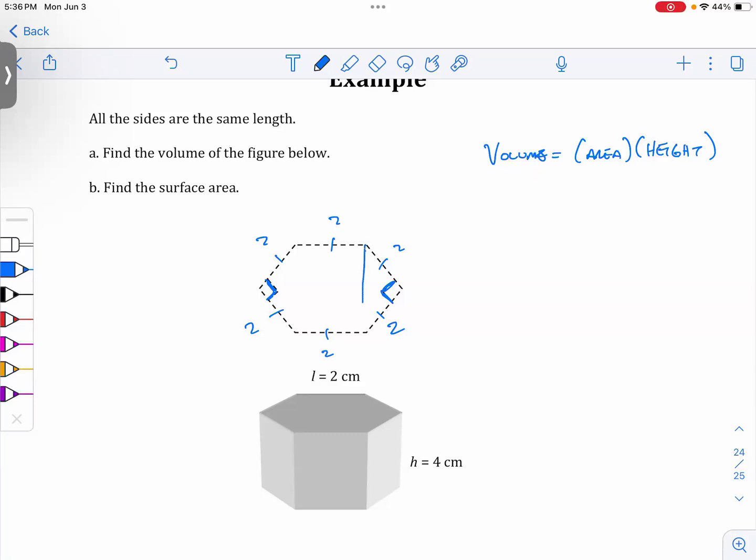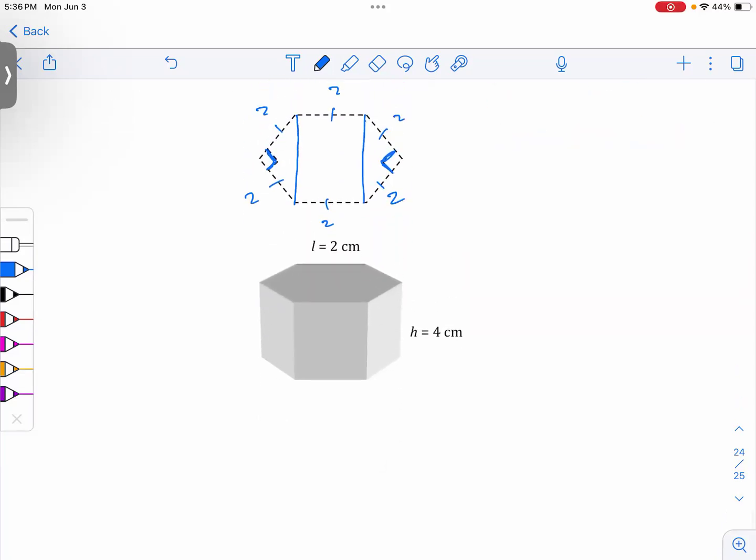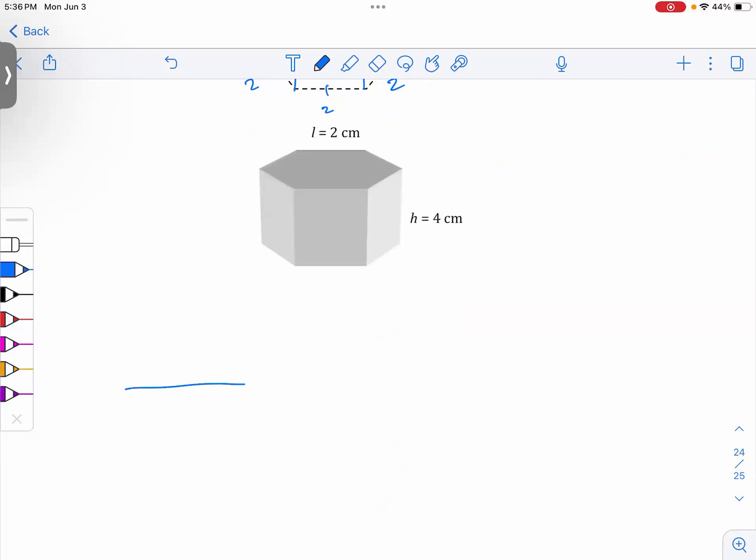What I can find is a hexagon is actually two triangles attached to a rectangle. So I can identify the area of those triangles pretty easily. The area of the triangle with a height 2 and base 2, is 1/2 base times the height.